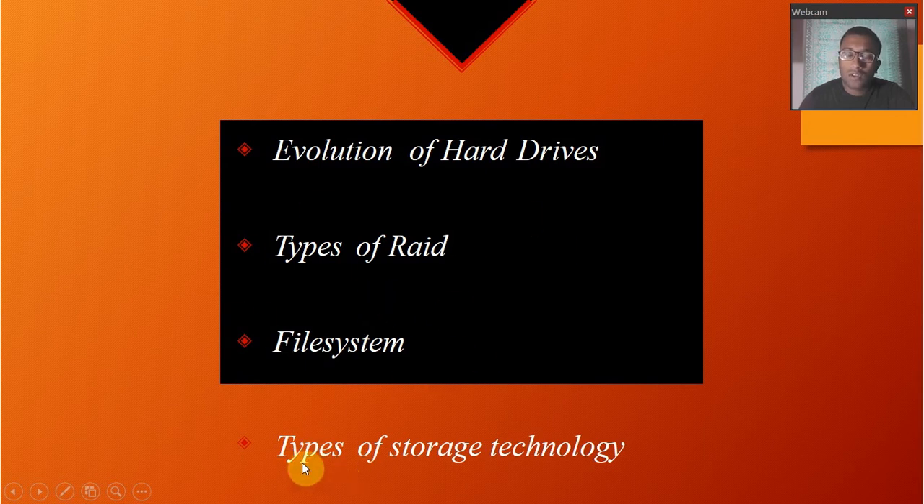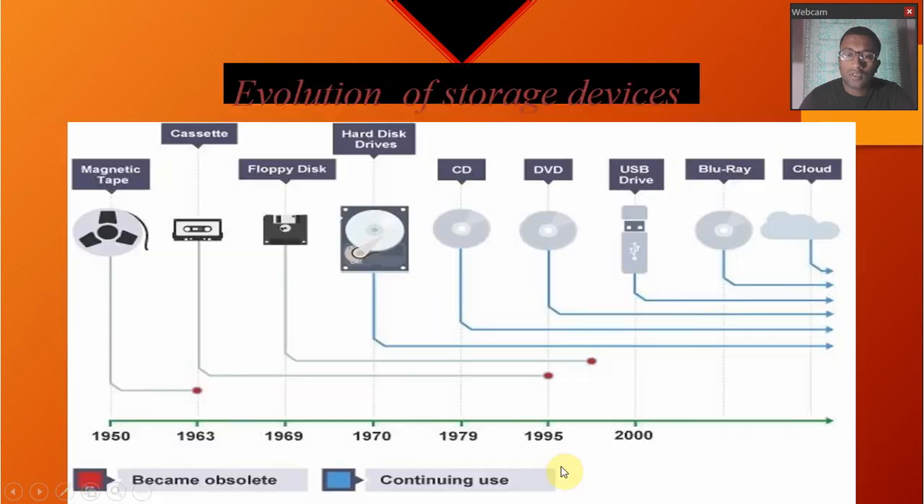Now we'll go to our first thing, types of storage technologies. And as we know, from the evolution of storage devices, firstly in the 1950s magnetic tape was used, then in '69 the floppy disk came into existence, then in the 1970s the hard disk, and so on, like CD, DVD, and now presently we are in a cloud storage environment. So there has been a drastic change from the year 2000 to our present year.